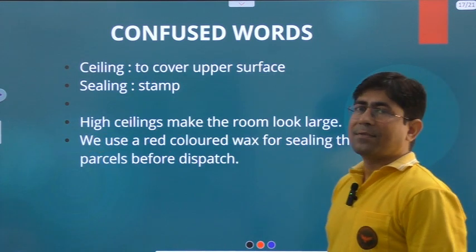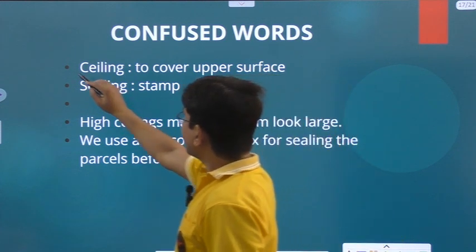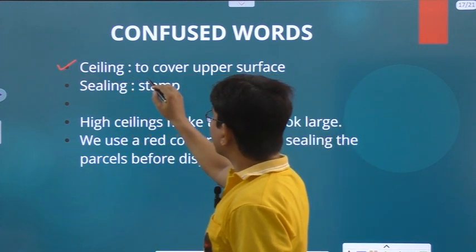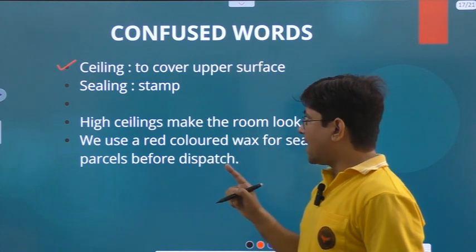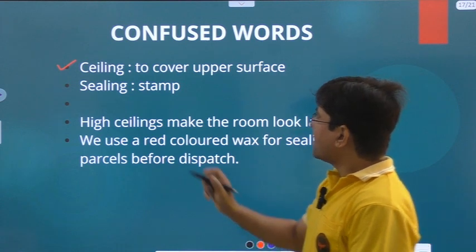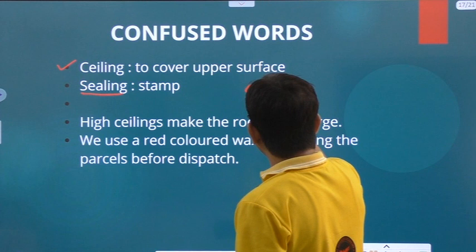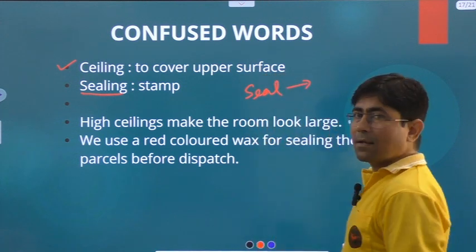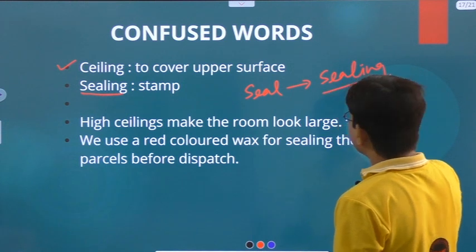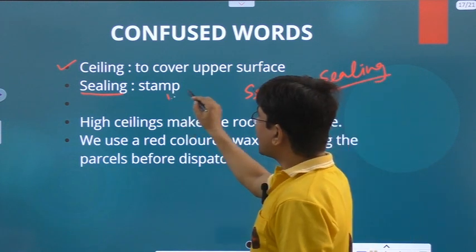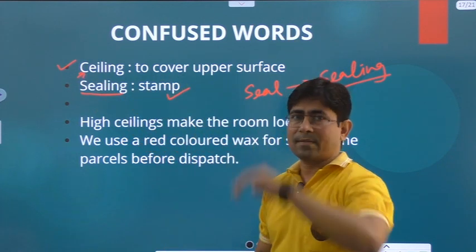And now this pair of words, ceiling, C-E-I-L-I-N-G, and S-E-A-L-I-N-G, sealing. This one, ceiling, means to cover the upper surface. And this one, sealing, means stamp, seal, S-E-A-L. The ing form is sealing. So sealing means a stamp, and this one that starts with C means to cover the upper surface, ceiling.